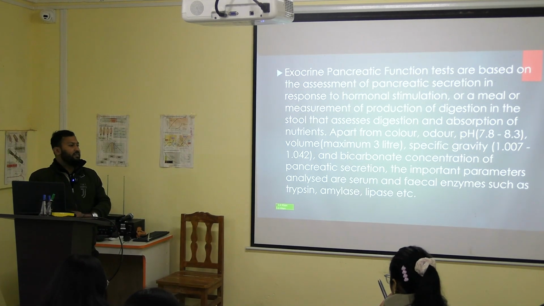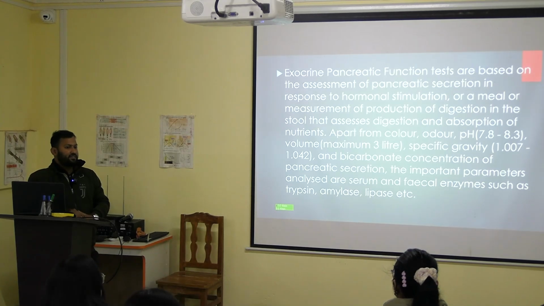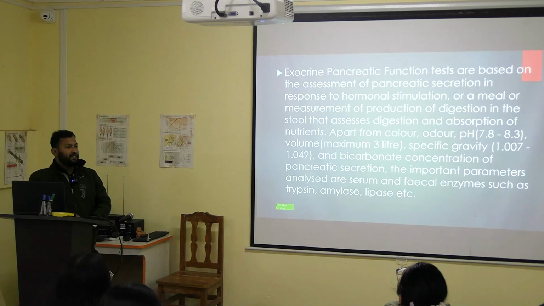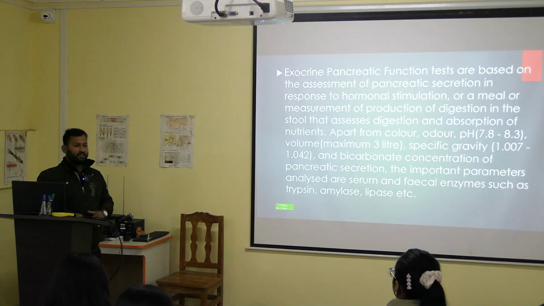Volume. This is the maximum volume of pancreatic secretion, 3 liters. More than that is not normal. Then specific gravity. This is the specific gravity of the pancreatic secretion. And bicarbonate concentration. There is bicarbonate in the pancreatic secretion in a specific amount, so you also calculate that.